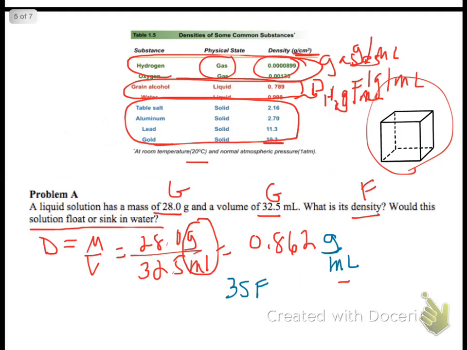So the answer to the other question is, would this solution float or sink? If water is 1 gram per milliliter, this is less dense, so this is going to float.